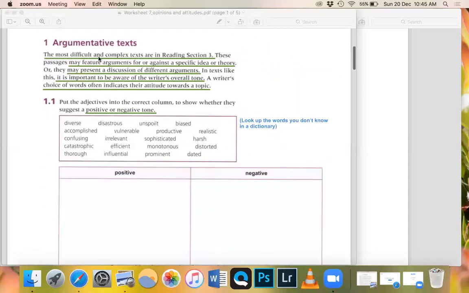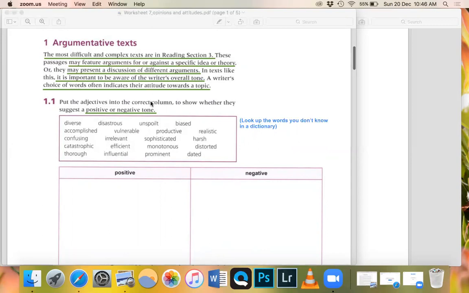It says that these are the most difficult and complex texts, and these are in the reading sections 3. Okay, they may feature arguments for or against a specific theory. So if you're for it, it means you agree with it. If you're against it, it means you disagree. And they may present a discussion of different arguments. Okay. It is important to be aware of the writer's overall tone. So that's what we just looked at, their attitude.